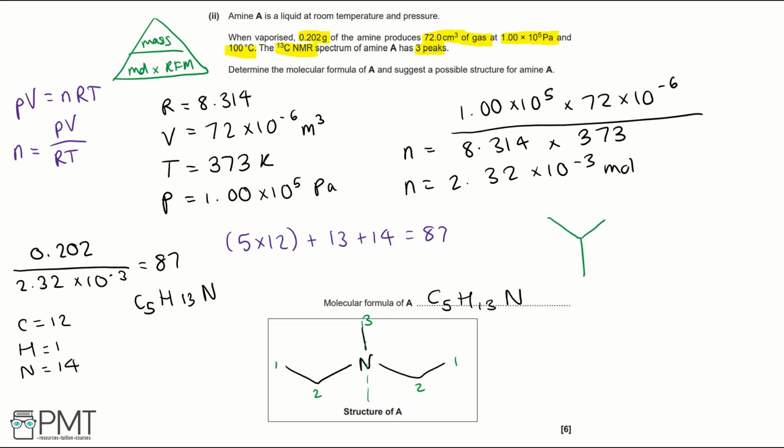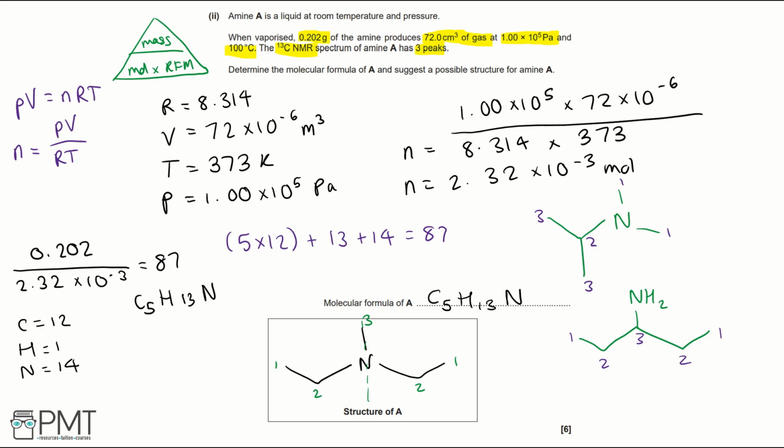So here's our first alternative. As long as you have 3 carbon environments, here we've got 1, 2, and then 3. Another allowed structure is similar to the one that we've drawn here, but instead of the nitrogen being in the middle, it's going to be a side group. And we have 1, 2, 3, 2, 1 carbon environments.